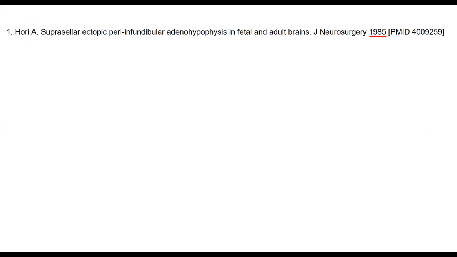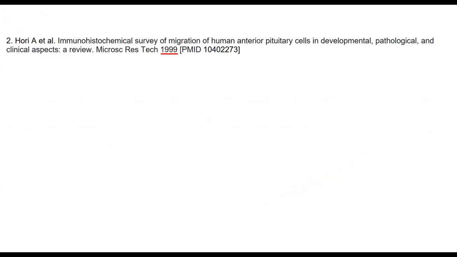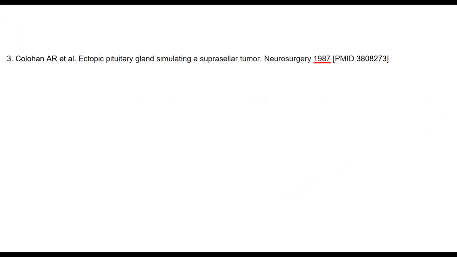Let's look at the references. This is the locus classicus for these adenohypophyseal rests: suprasellar ectopic peri-infundibular adenohypophysis in fetal and adult brains, 1985. This is not like it was described last month. There it is. Let me give you his follow-up paper, 1999, an immunohistochemical survey of migration of human anterior pituitary cells. He just expanded on that hypothesis; basically he discovered it, and he deserves recognition.